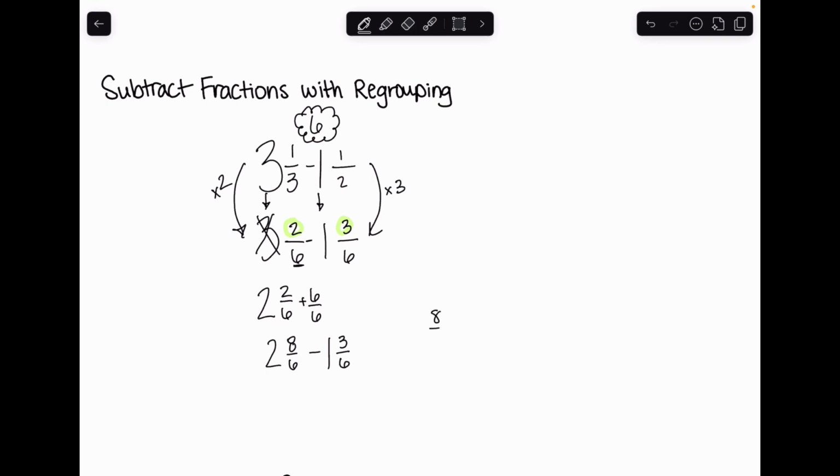And now I'm asking myself, 8/6 minus 3/6 equals how many sixths? And that's going to be 5. And 2 minus 1 is 1. So the answer to this problem would be 1 and 5/6.